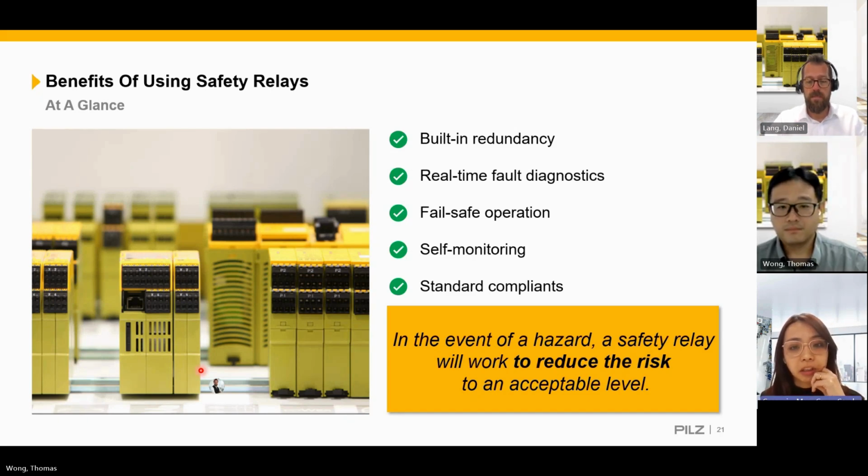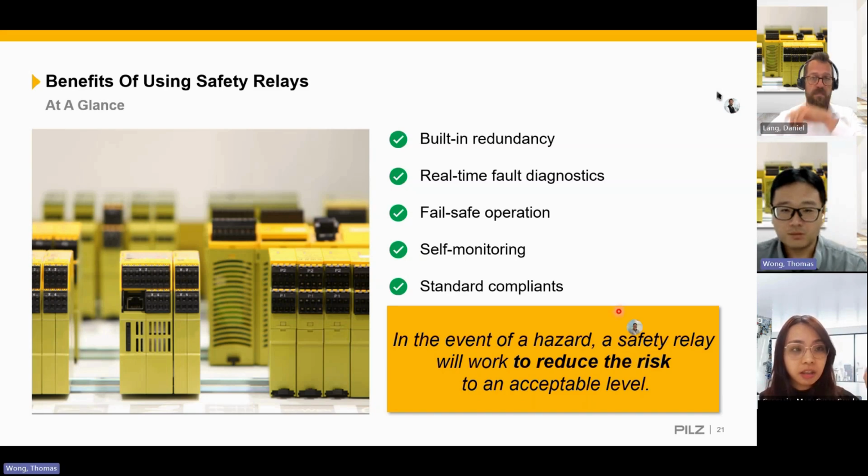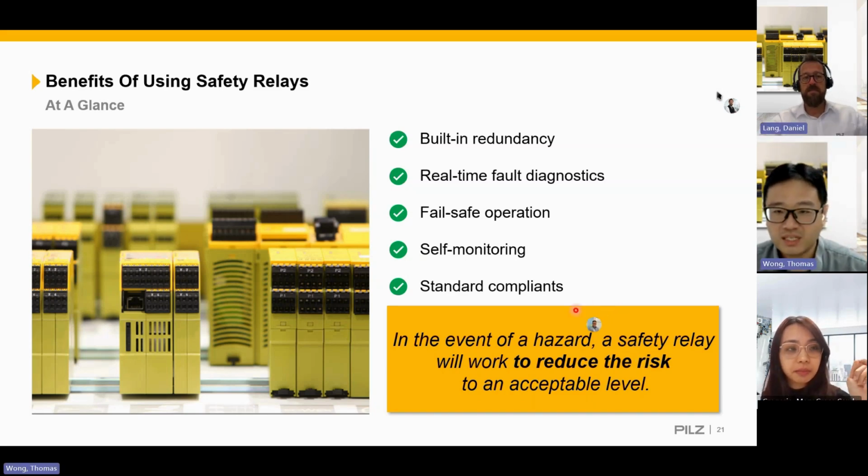Okay, just a question, Daniel. You mentioned several standards earlier, and also you mentioned that the safety relay will reduce risk to an acceptable level. What actually is the acceptable level, and how do we achieve that? Oh, with that, I think I can answer that.